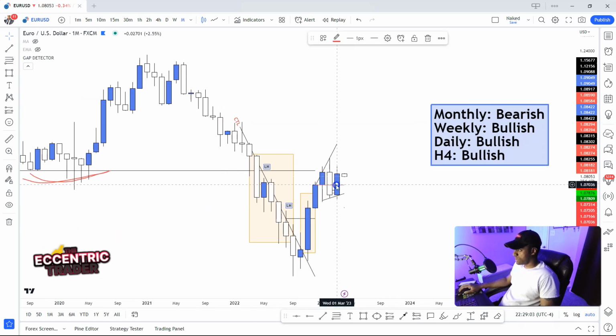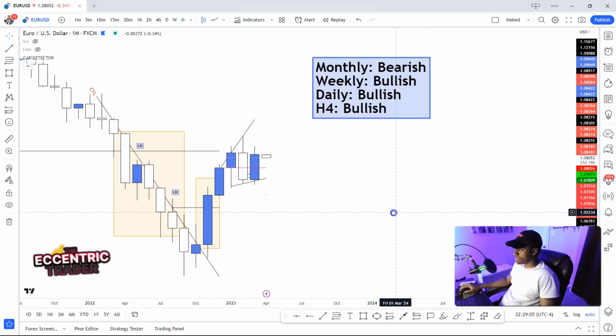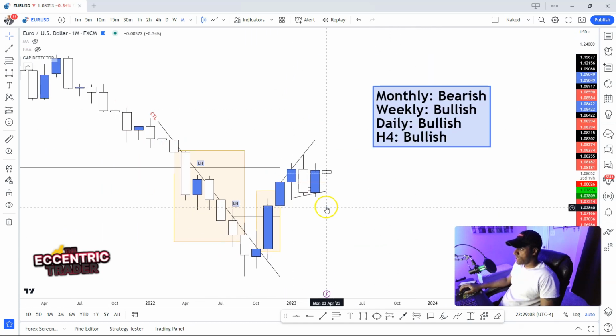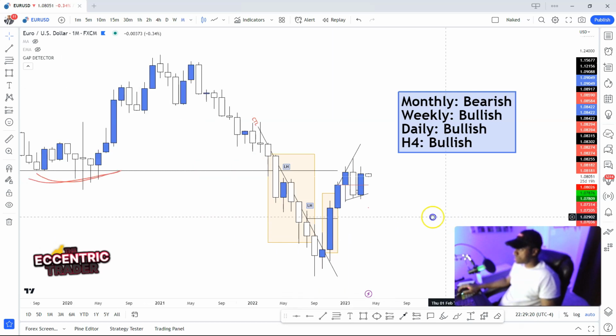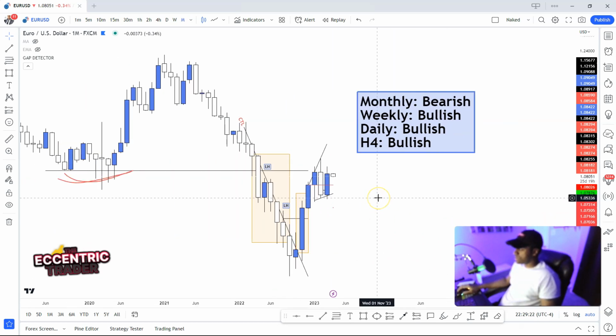All right. And then what we want to see on the lower time frame for these two candles is some type of break of support, like lower highs and lower lows, just to reiterate that the trend is going down.